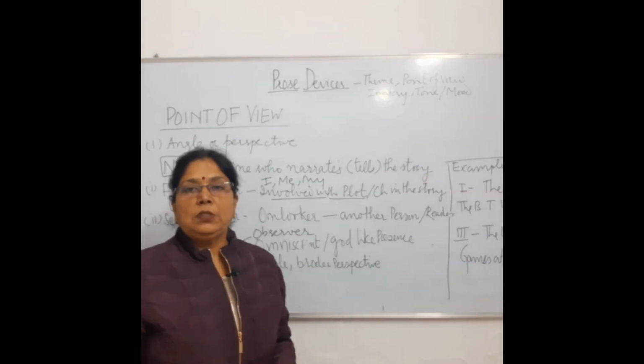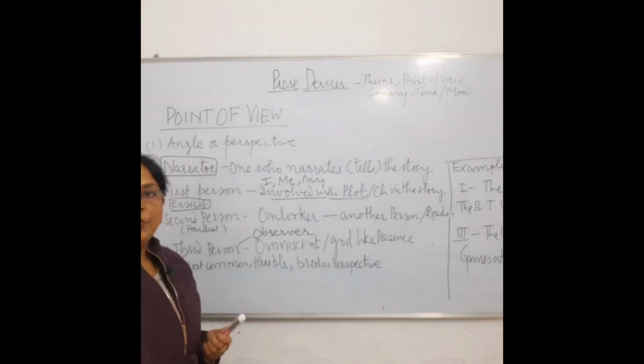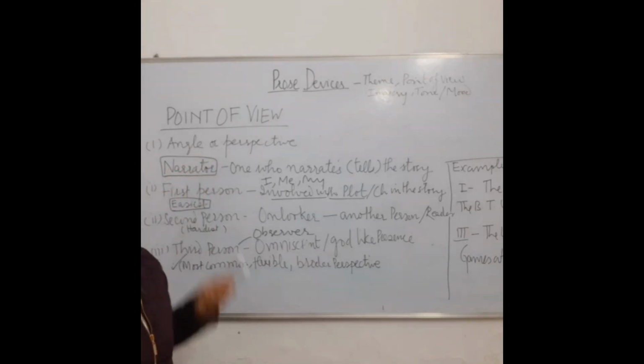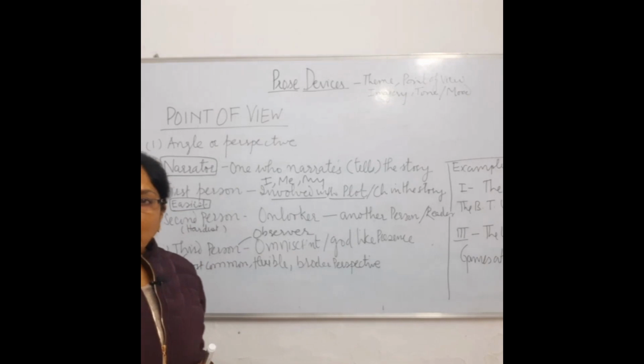Now we would learn about another prose device, that is point of view. So first, what is point of view? Point of view is the angle or the perspective from which the story is written. So what is the angle or the perspective?